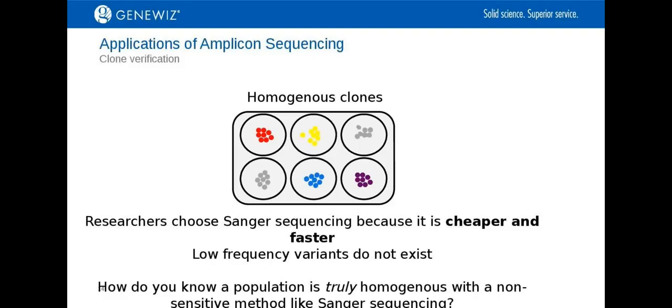However, how would a researcher really know if their clone is truly homogeneous with Sanger sequencing? Well, some researchers particularly don't care if it doesn't matter for their studies. However, some do, and if so, what do they do?